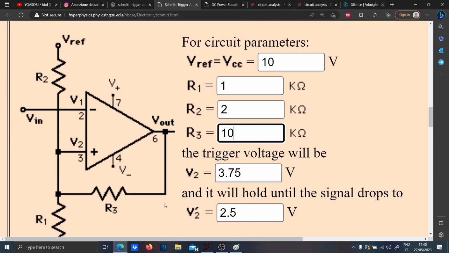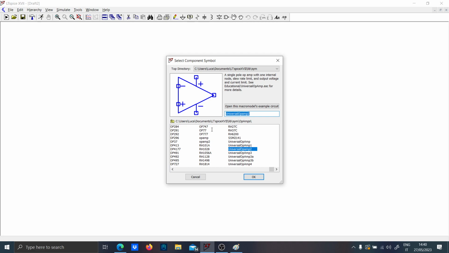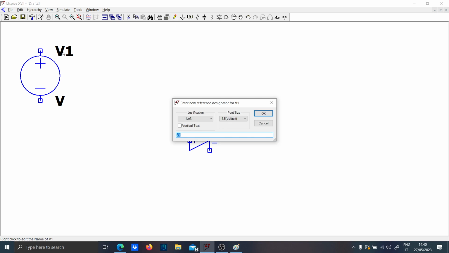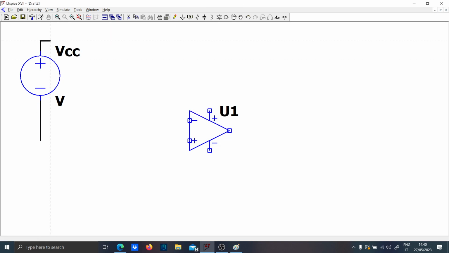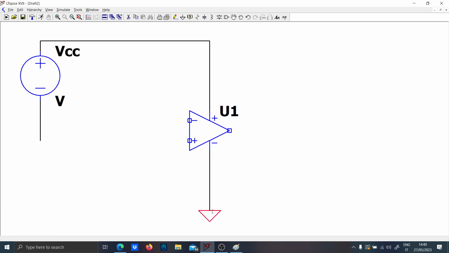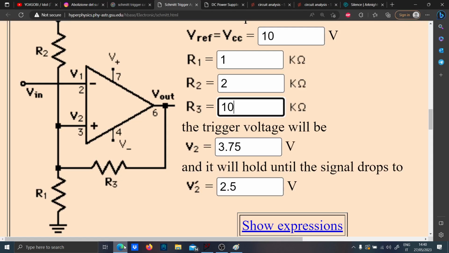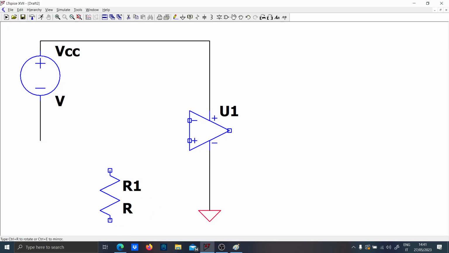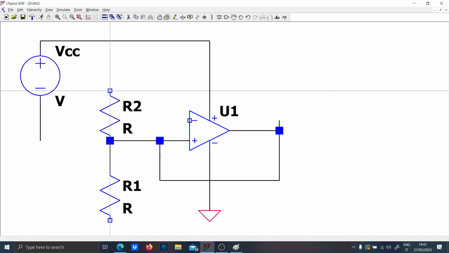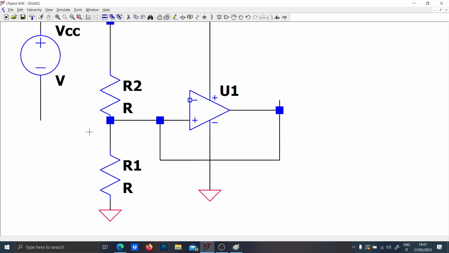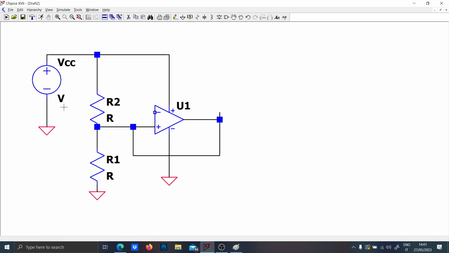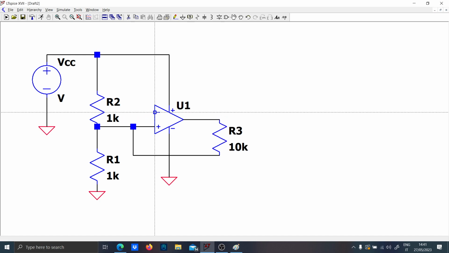Now let me put this on LTSpice with the same resistances. So let's use universal op amp 2, and let me use the voltage here called VCC, which in the majority of cases is the same voltage used as the reference and also to supply your op amp. Let me put this on the ground, and let me use the same resistors in the same order. R1, now R2, put it here. And let me also put R3. The values were 1 kilo ohm, 1 kilo ohm, and 10 kilo ohm. Let me call this voltage here in. Let me put in another part Vin.